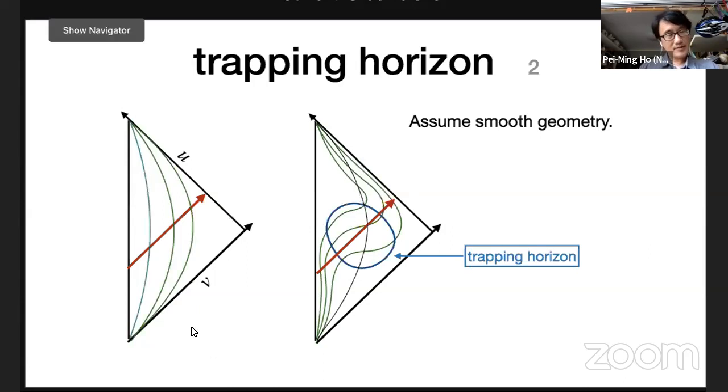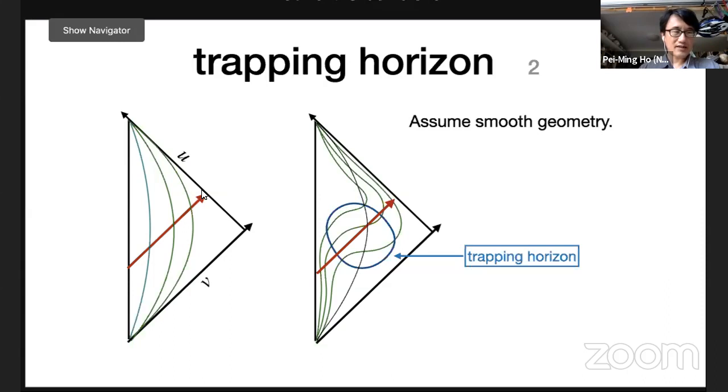If you plot a Penrose diagram corresponding to the case with the trapping horizon, it would look like this. On the left, I showed the Minkowski space. You have constant R curves like the green curves here. When you move outward, this is say R equal to 1, the next one is R equal to 2, and then R equal to 3.